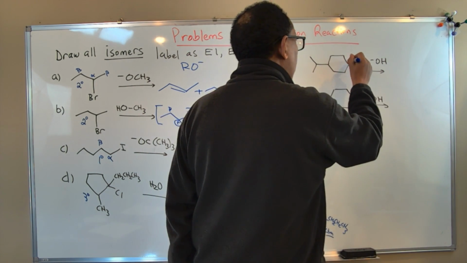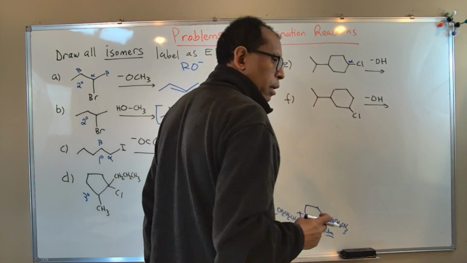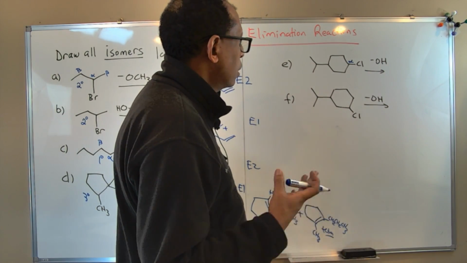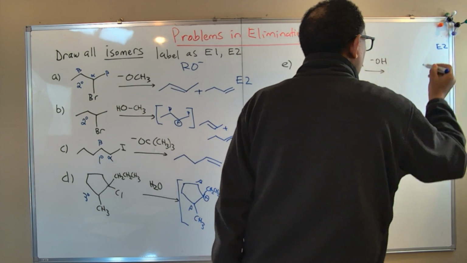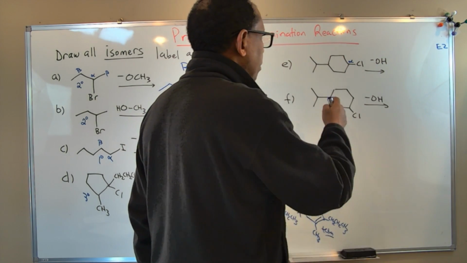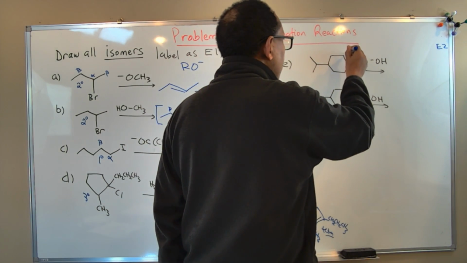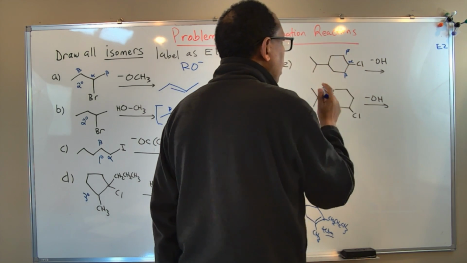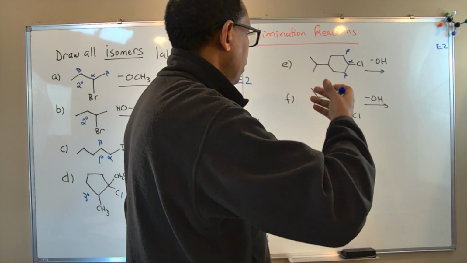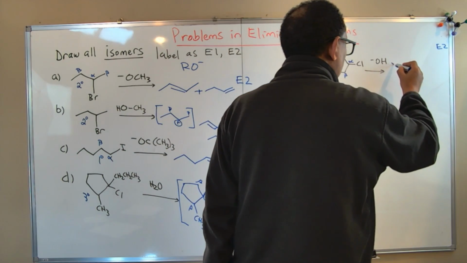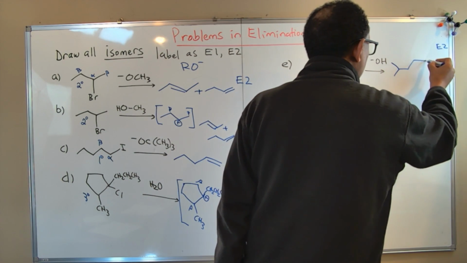So this is the alpha carbon. Hydroxide is a strong base, hence it would be an E2 mechanism. The only product you would get would be, because whether you lose from this beta or this beta, the products are the same. Because if you flip it, it is the same molecule. So you will get only one product.